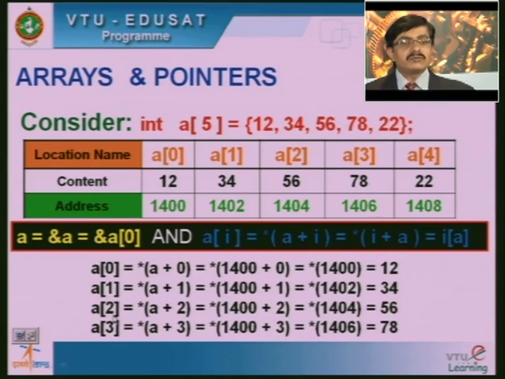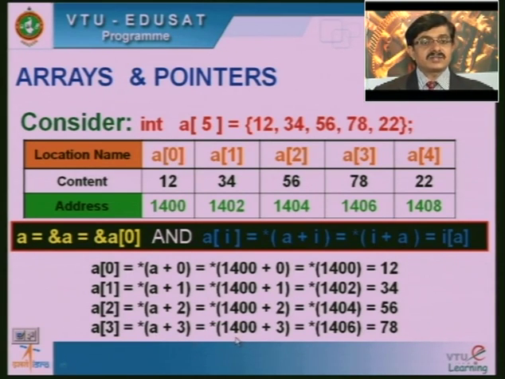Similarly, if I go for A of 2, star of A plus 2 means star of 1400 plus 2. Since we are dealing with integer pointers, adding 2 to it means 2 into 2, so adding 4 bytes to the address 1400. Here we get the value at address 1404. What is the value at address 1404? It is the value 56, which is the same as A of 2 only. Similarly, A of 3 means star of A plus 3, which is star of 1400 plus 3, and here this 3 gets multiplied with 2 because an integer takes 2 bytes of memory area.